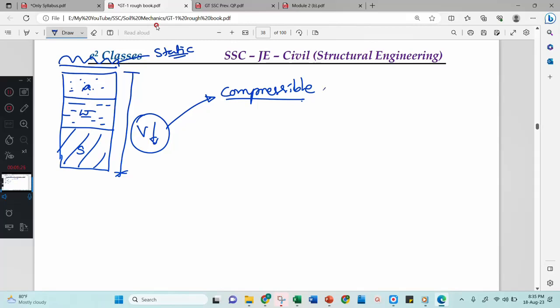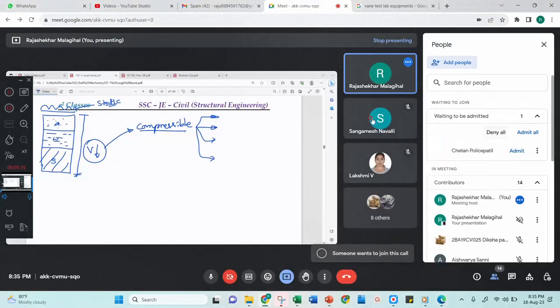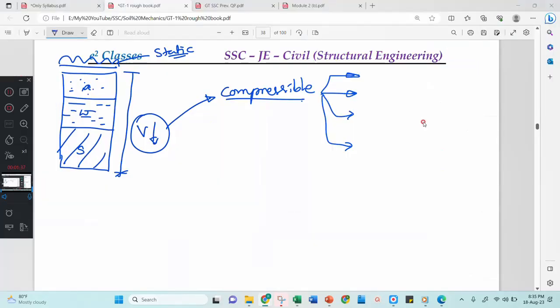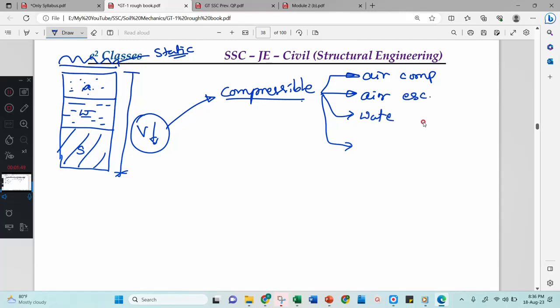For this volume to decrease, we have four reasons that we discussed in the last class. The first reason is air compresses, and the second reason is air escapes. The third reason is water expels. The fourth reason is particle readjustment. Because of these four reasons, the soil will get compressed and the volume will decrease.